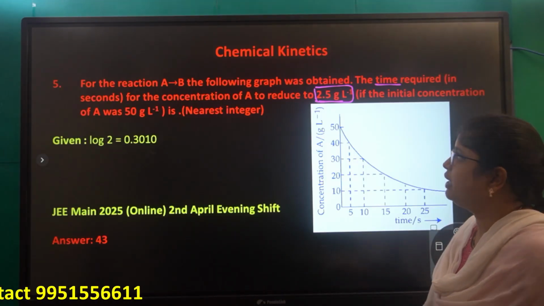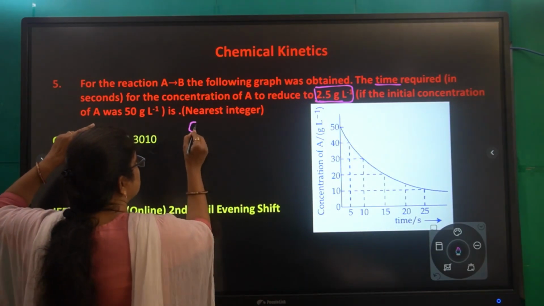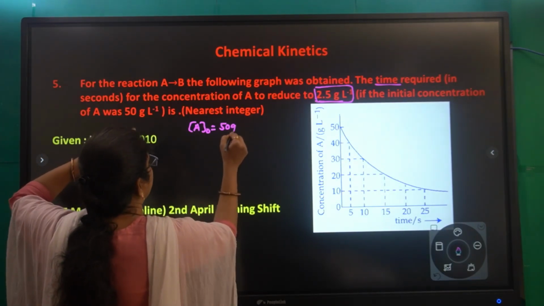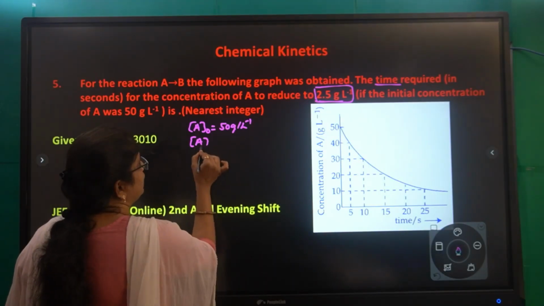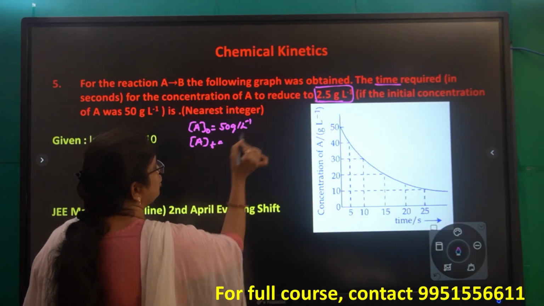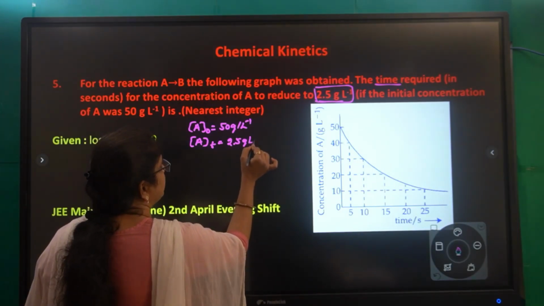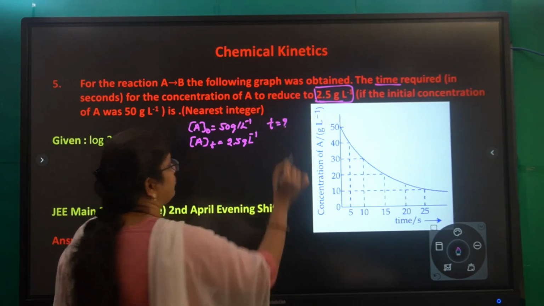Okay. So he has given the initial concentration, that is how much? So initial concentration A0 is equal to 50 grams per liter. Next, at time t, it is reduced to how much? 2.5 grams per liter. Okay, and he is asking what is the time.